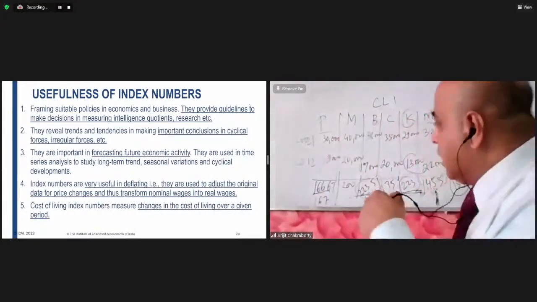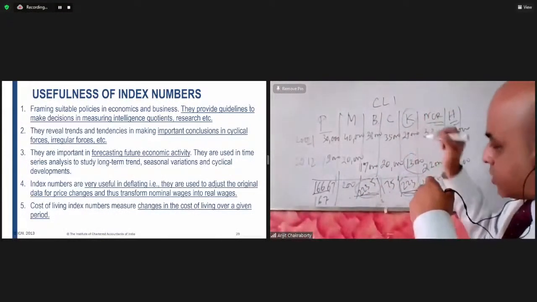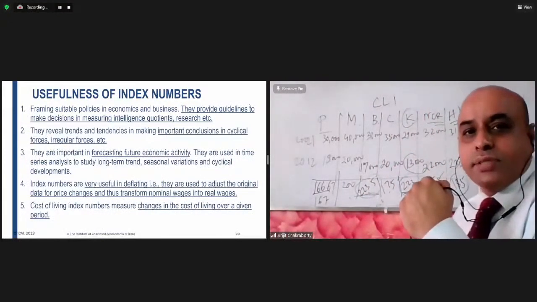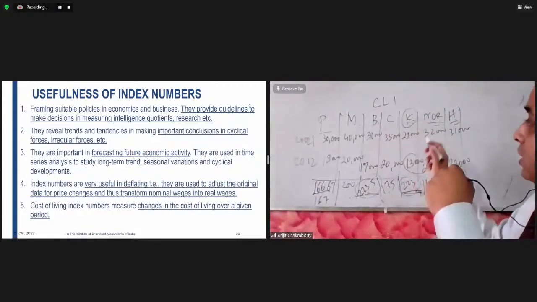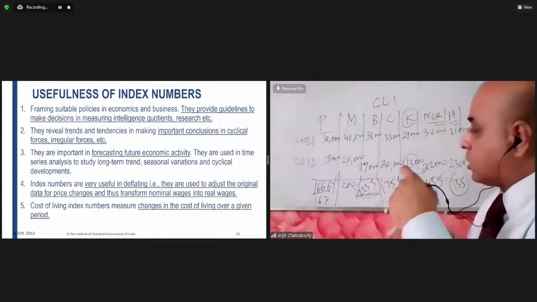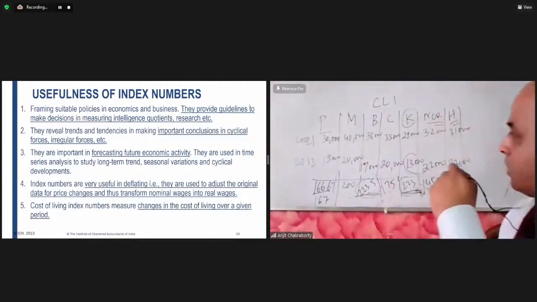Now you tell me which cities are the two most expensive cities. Here you can see it is Bangalore and apparently Kolkata. That means the growth in the cost of living has been dramatic.